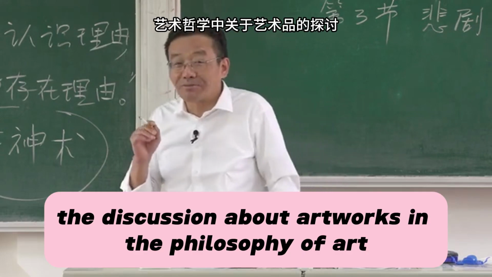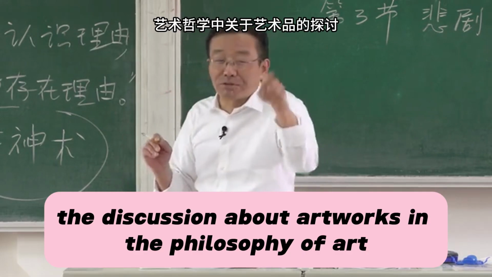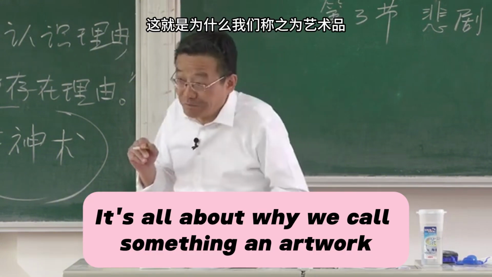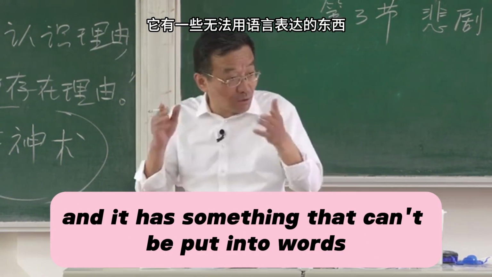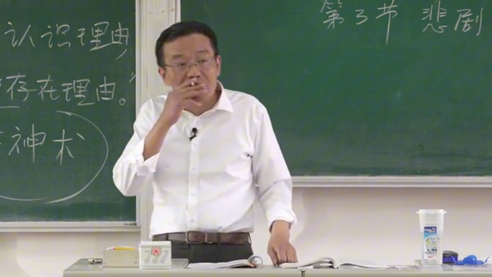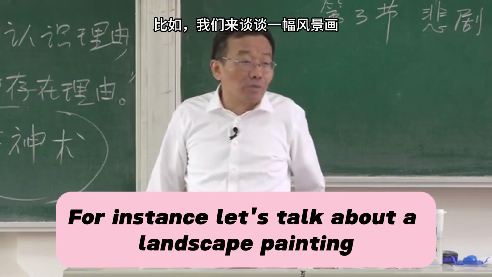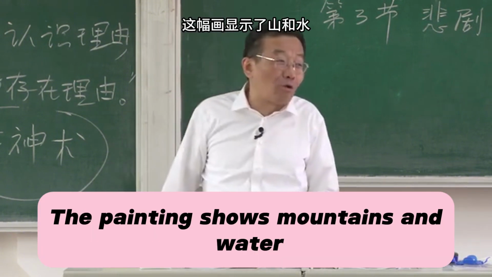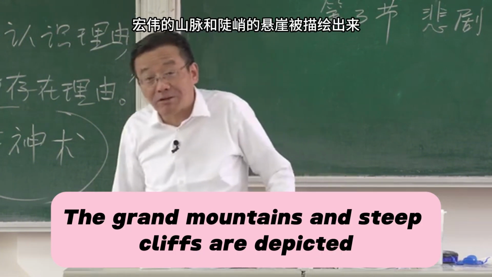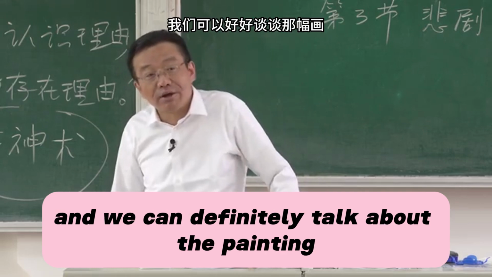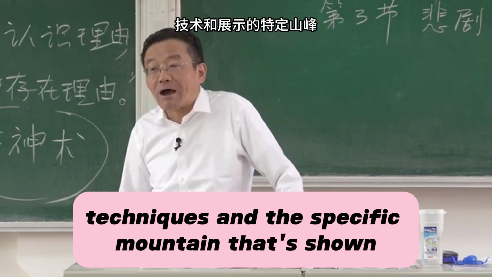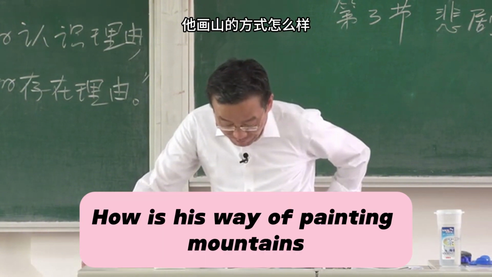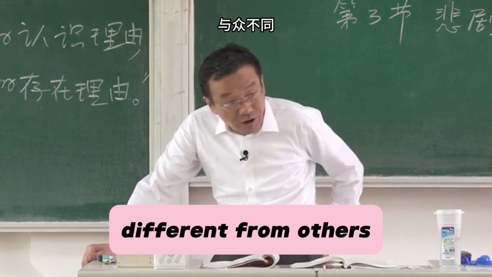Now, the discussion about artworks in the philosophy of art has reached a crucial point. It's all about why we call something an artwork, and it has something that can't be put into words. For instance, let's talk about a landscape painting. The painting shows mountains and water. The grand mountains and steep cliffs are depicted, and we can definitely talk about the painting techniques and the specific mountain that's shown. How is his way of painting mountains different from others?